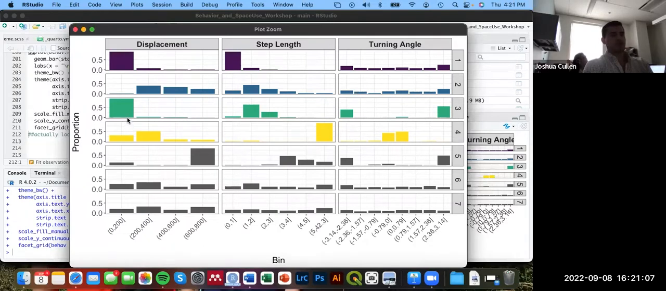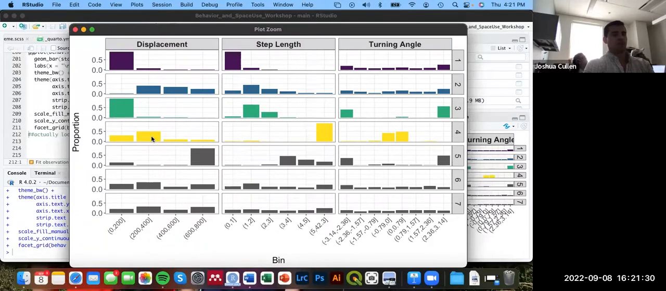This third state is, again, not leaving Fernando de Noronha, so displacement is essentially 0 or very small. Step length is actually a little bit higher potentially, or at least about the same as the second state, but turning angles are entirely at negative pi or pi. So it's constantly turning around.